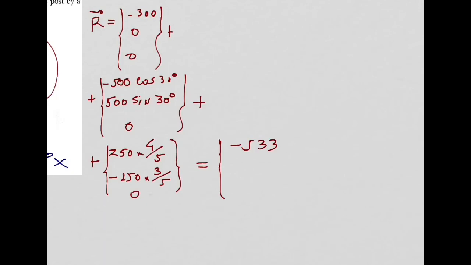Now the y component is 500 sine of 30 minus 250 times 3 over 5. How much is this, please? 100. Huh? 100? Okay. It's positive, right? 100. Z component is 0. So this is our resultant of the forces. Okay? You all agree with this?